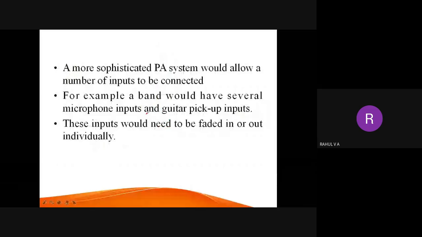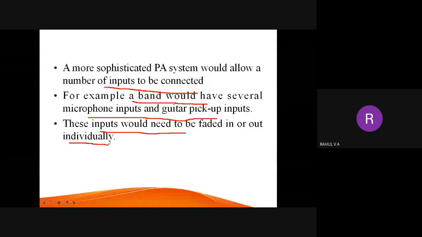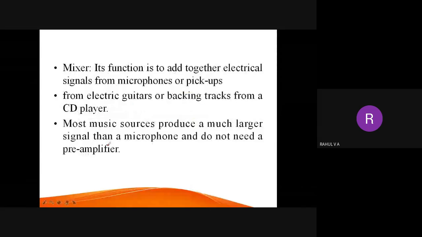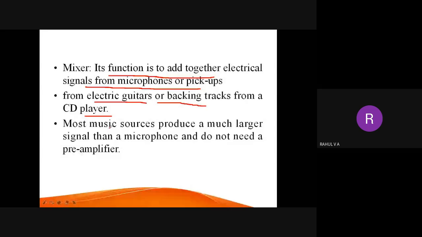A more sophisticated PA system would allow a number of inputs to be connected. For example, a band would have several microphone inputs and a guitar pickup input. These inputs would need to be faded in or out individually. So mixer, its function is to add together electrical signals from microphones or pickups, from electric guitar or backing tracks from a CD player. Most of the music sources produce larger signal than a microphone and do not need a preamplifier.